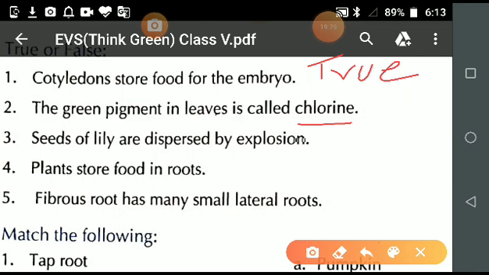True or false? Now tell, Ojas, is this true or false? Very good answer. This is false.